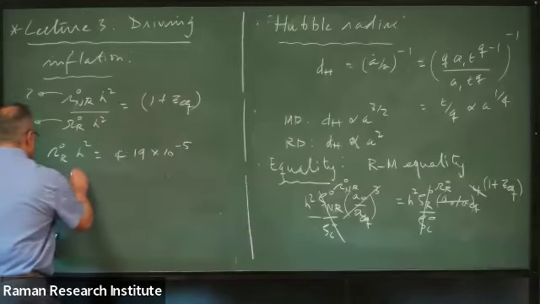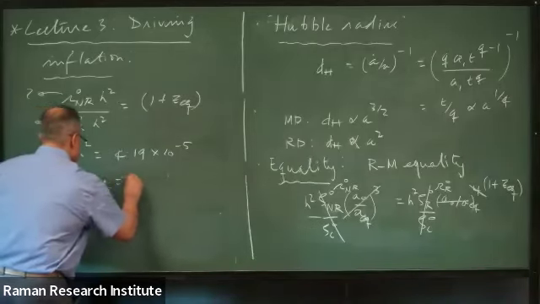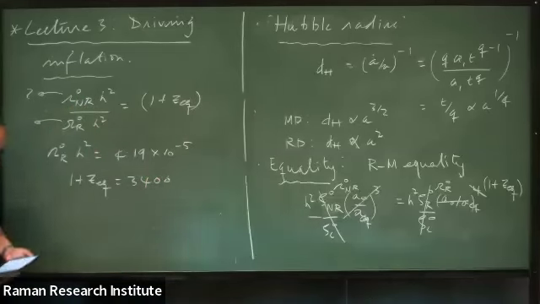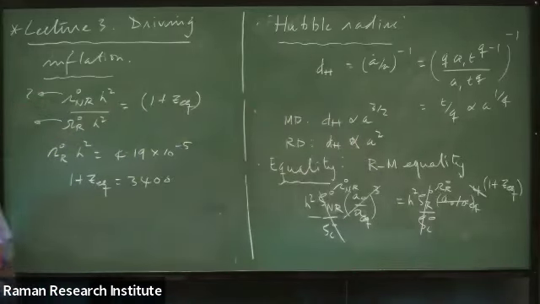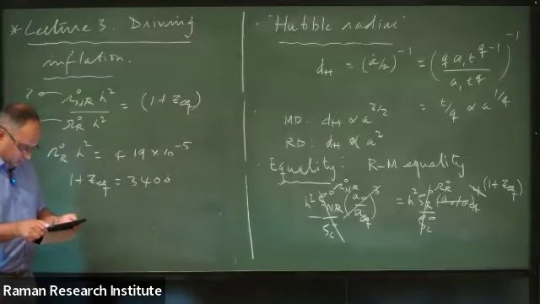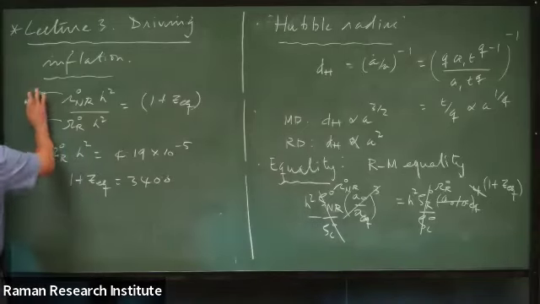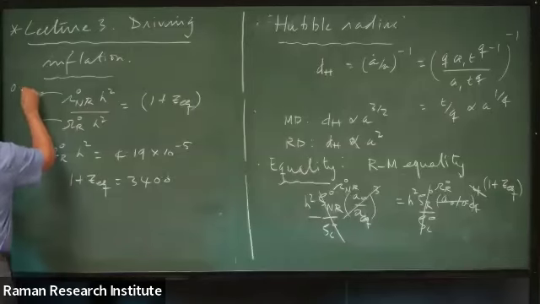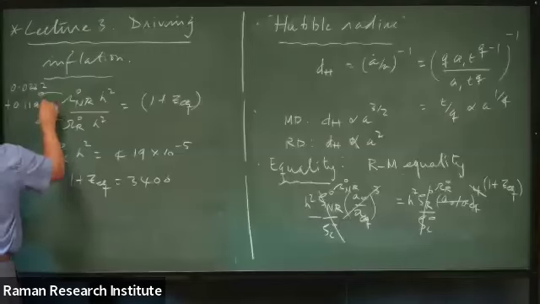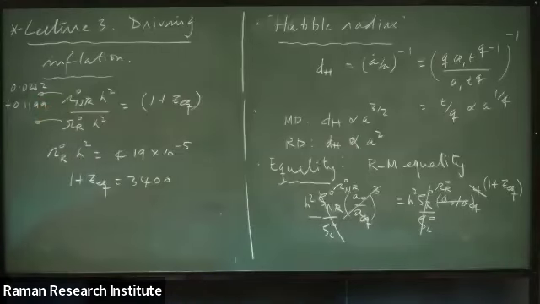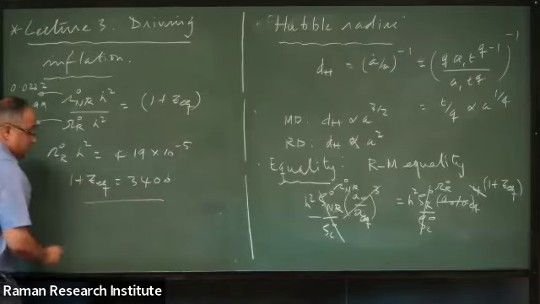You find that 1 plus z eq is about 3,400. This is the redshift at the epoch of equality. I need to mention what omega nr naught h squared is. It is the sum of two numbers, 0.0222 plus 0.1199. This is the Planck 2015 data. So I would urge you to estimate this number.